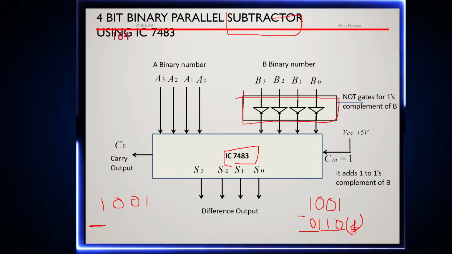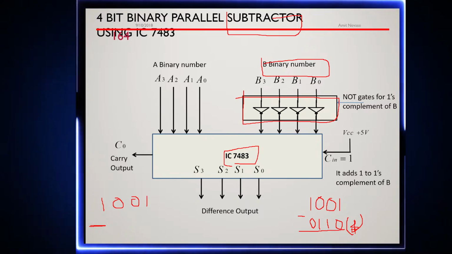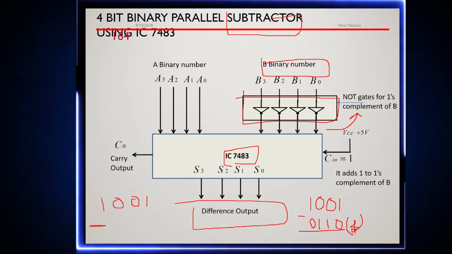Therefore, you can see in this diagram that the B binary inputs have been connected with a NOT gate. This NOT gate will give us the 1's complement of B. Then the 1's complement of B is provided to the IC 7483, which will give us a difference output, right? So the diagram is very similar, but to act as a subtractor, we need to take the 1's complement of the second binary number, right?